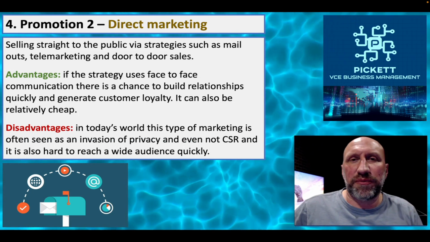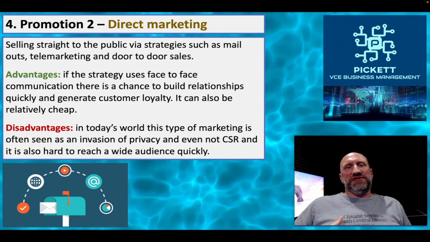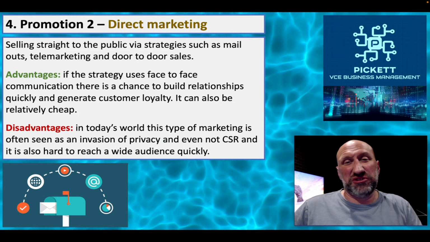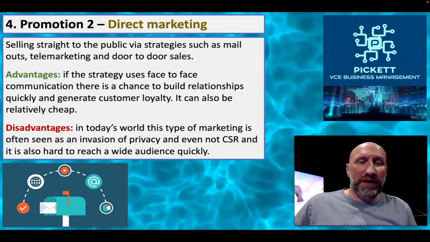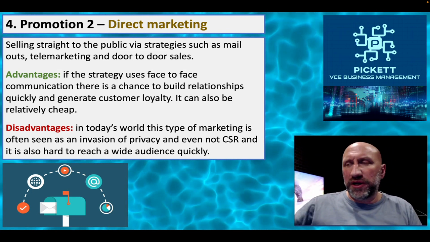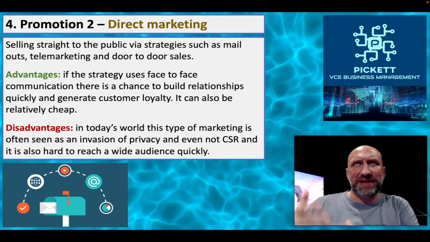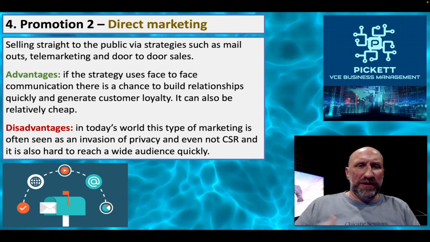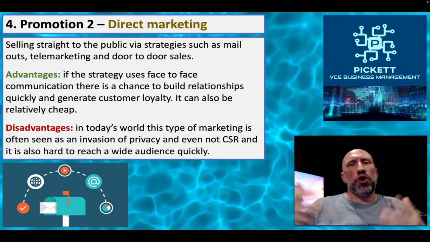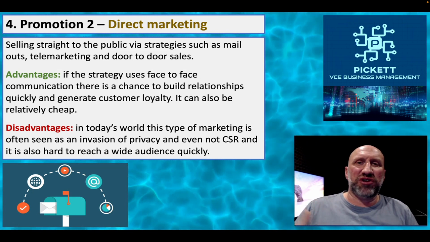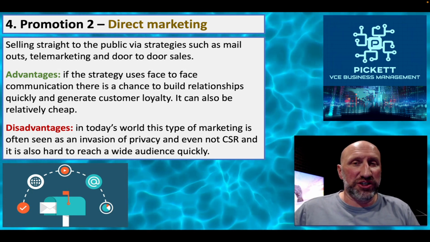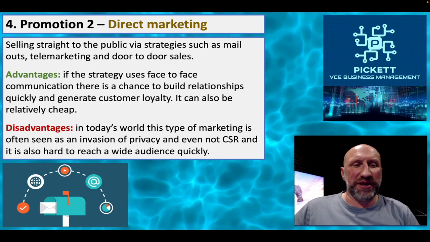Disadvantages. Look, in today's world, this type of marketing is perceived as being quite invasive in people's lives and privacy, and not even socially responsible in many respects. You know, this idea of spamming people, these calls that we sometimes get incessantly on our mobiles, just people trying to sell you stuff. This is a much less commonly used strategy by legitimate business. Trust me, the dodgy people out there use this one, but legitimate businesses are probably moving away from this.